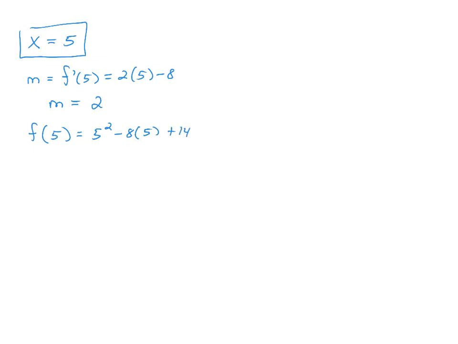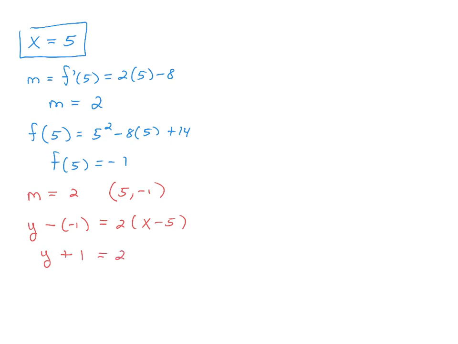Okay, so this time it looks like that simplifies down to negative 1. So we have all the information we need to get the equation of the tangent line. The slope is 2, and it contains the point 5 comma negative 1. If we put that into the formula for the equation of the line, that's y minus negative 1 is equal to 2 times x minus 5. Maybe I'll simplify this a little bit and write y plus 1 is equal to 2 times x minus 5, and I'll leave my answer like this.